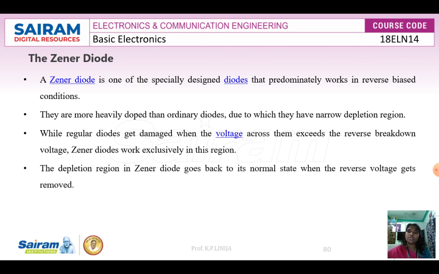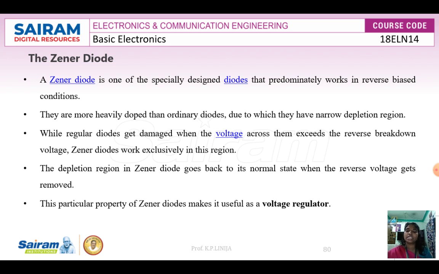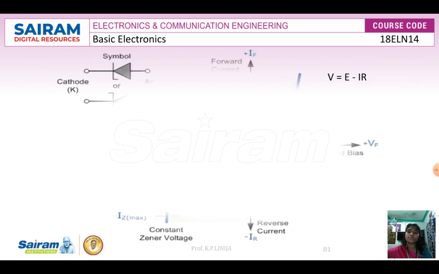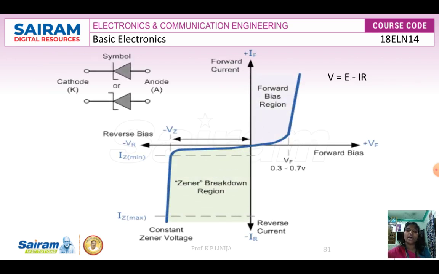The depletion region in the Zener diode goes back to its normal state when the reverse voltage is removed. This particular property of the Zener diode makes it useful as a voltage regulator. So here, let us discuss the VI characteristics of the Zener diode.